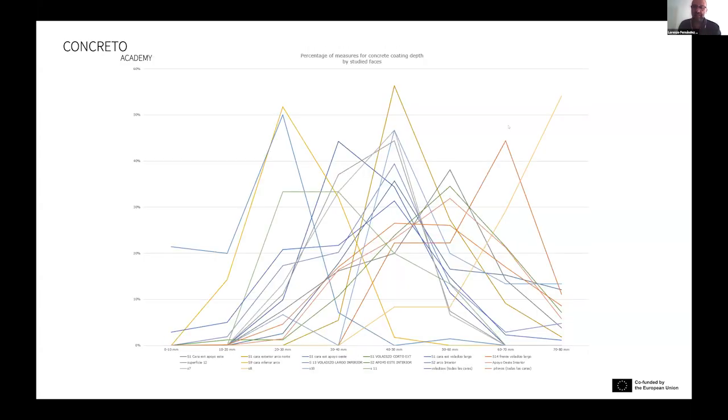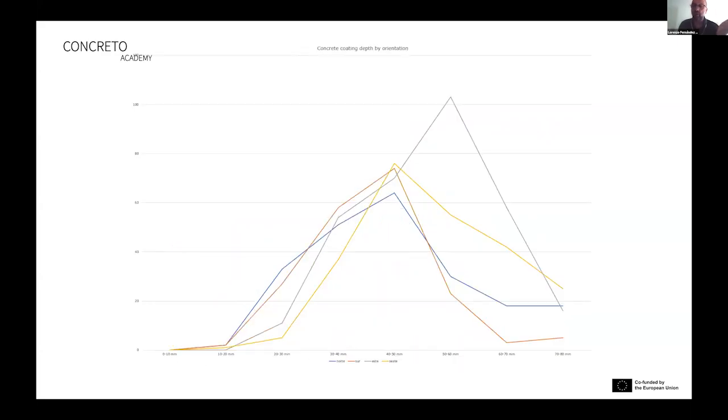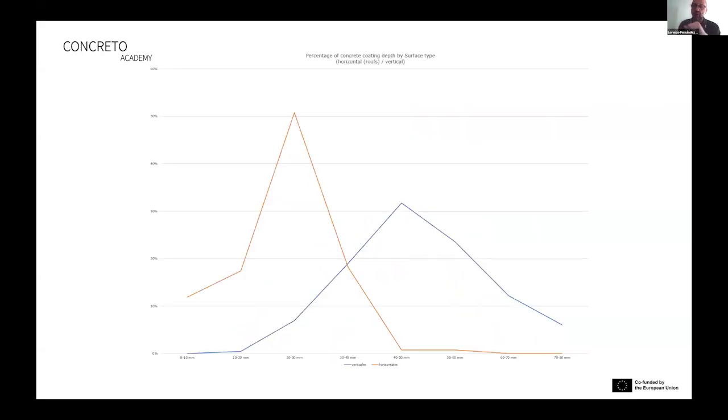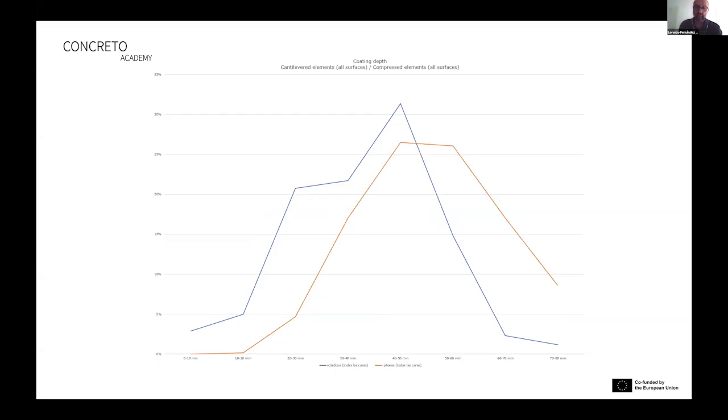Okay, this is the same chart but by surface to see if the problem was somewhere, and this is with the orientation. So we check, and this is horizontal versus vertical, and you can see here that we have a problem because most of the problems with distance between the surface and the rebar are in places with horizontal surfaces. But they are very few. They are less than 5%.